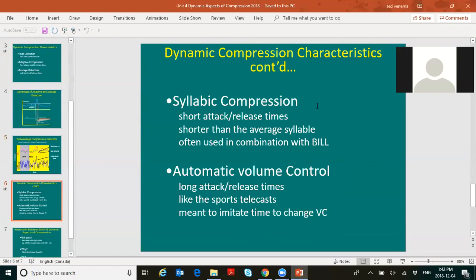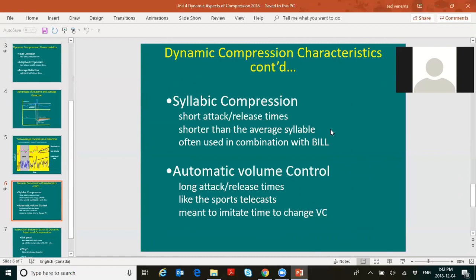Then you had syllabic compression and automatic volume control. Syllabic compression was pushed by Oticon, and it simply meant fast attack, fast release times. And automatic volume control was pushed by Widex. It meant you had long attack, long release times. This one, AVC, was done to imitate the length of time it took for a user to raise his hand to change his volume control, and the length of time it took for someone to react. That was done by Widex.